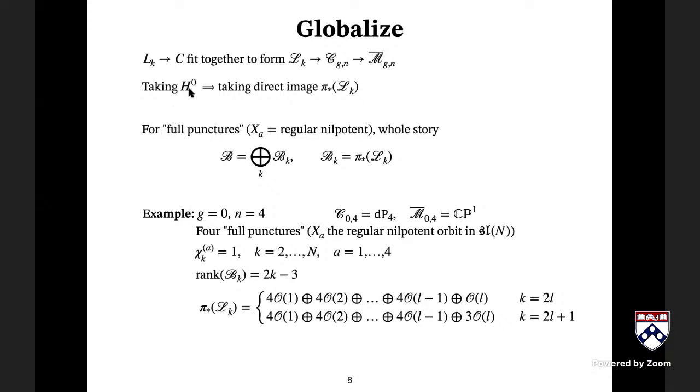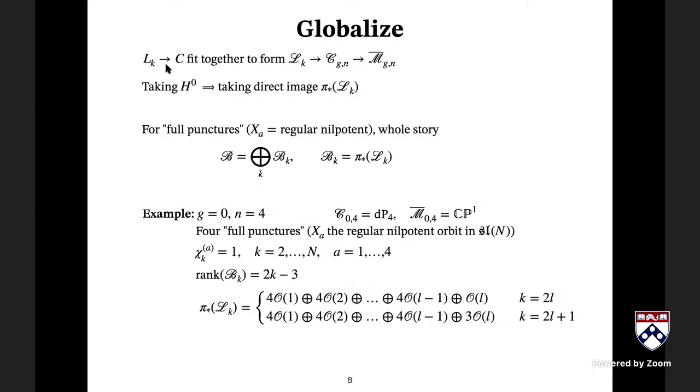Before we were supposed to take holomorphic sections. Now what we want to do is take the direct image sheaf of these curly L_k's. So pi was the projection from the universal curve to the moduli space. Pi lower star is the direct image. And for full punctures, namely the X_A being the regular nilpotent orbit, that's the whole story. The Hitchin base is a graded vector bundle over the moduli space M_{g,n} bar, and the graded components are just the direct images of these L_k's.